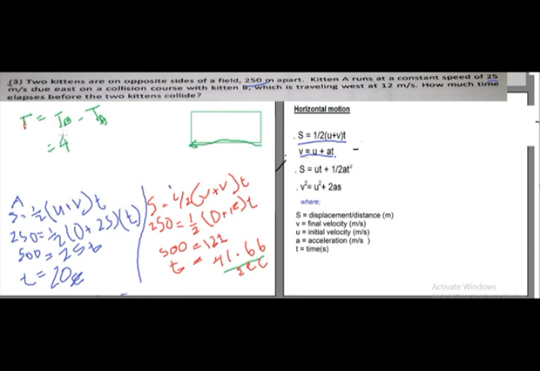So 41.66 minus the time it took for kitten A to reach this side of the field. So that's 20. So 41.66 minus 20 will give 21.66 seconds. So that's the time elapsed before the two kittens collide. That's the answer.